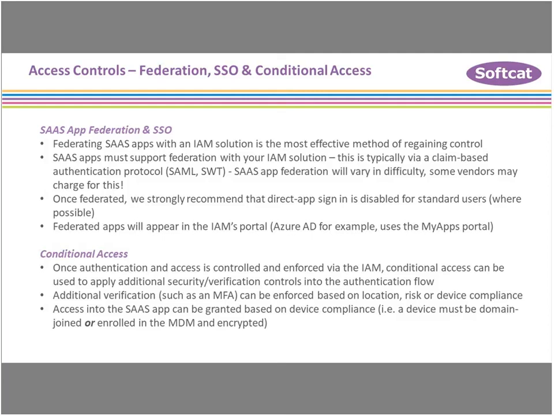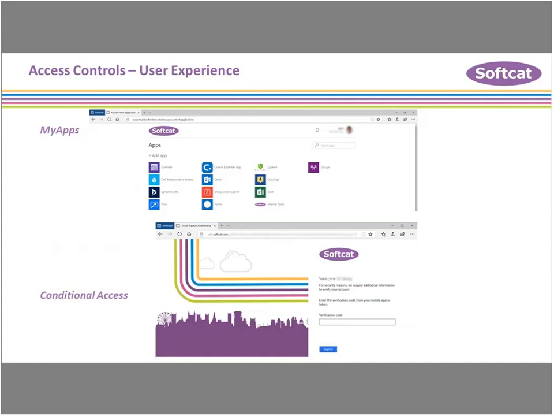Once the apps are federated, though, and you've disabled direct sign-in for the end user, they will appear in, if you use Azure AD, the My Apps portal, which is the top thing here. So we use this at Softcat. I log into the My Apps portal every day. It's one of the first things I do. And we've got 70 or 80 applications listed here at Softcat. I sign in once to the My Apps portal, or if I'm on a domain joined machine, I simply go to myapps.microsoft.com and it signs me directly in.